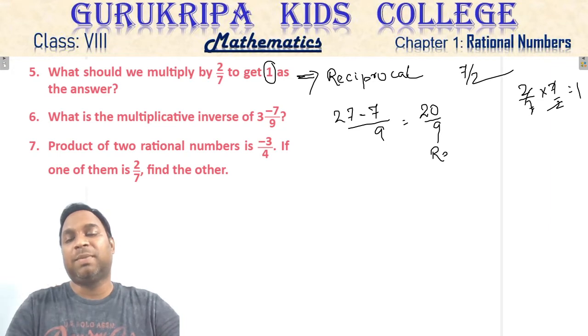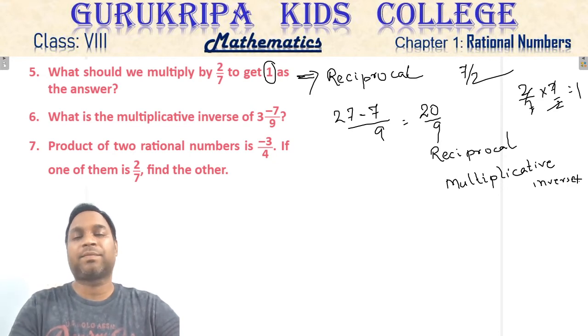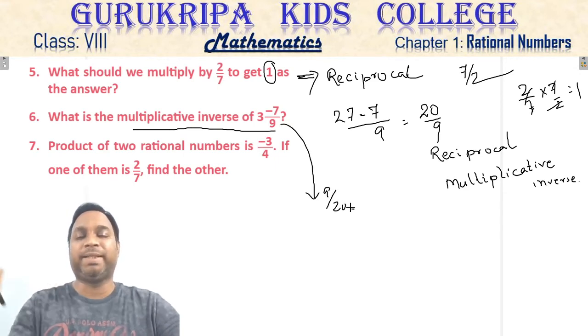Reciprocal is also called multiplicative inverse. Okay. Reciprocal and multiplicative inverse are the same. So we need to find the reciprocal of 20 divided by 9. So the answer is 9 divided by 20.